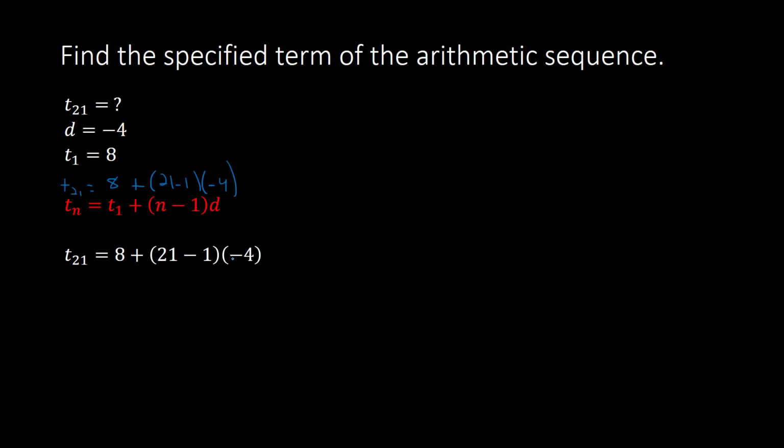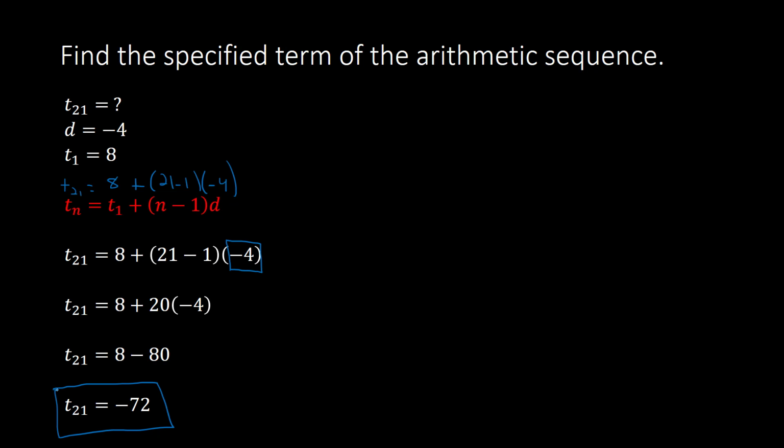So here, once again, the common difference, be careful with the negative 4. Don't make a careless mistake. But 21 minus 1 is 20. 20 times negative 4 is negative 80. And then negative 80 plus 8 would give me a negative 72. So term 21 would equal negative 72.